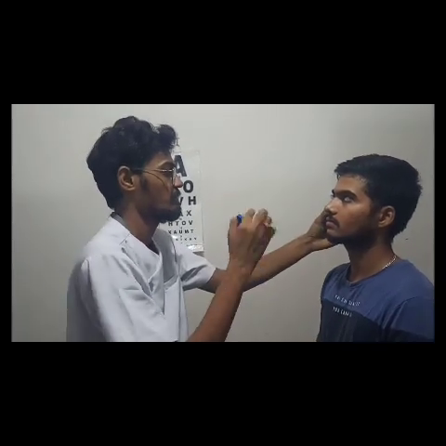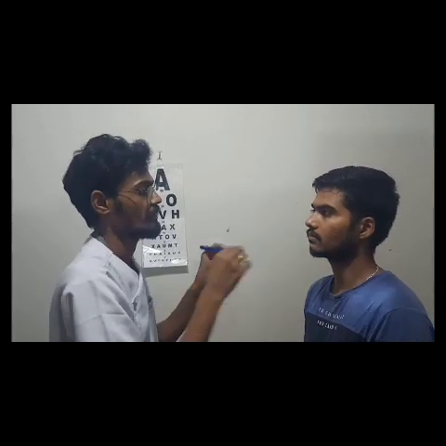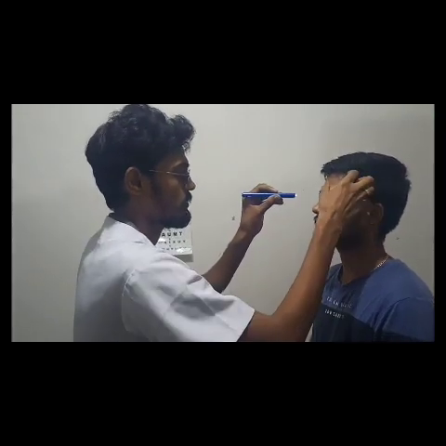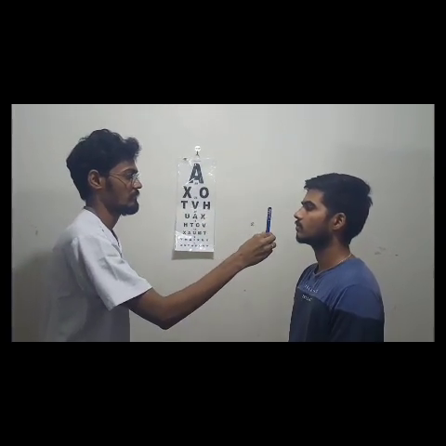Now we are going to check the sclera and conjunctiva. Look up. Now look down. Look up. Look down. Okay, your conjunctiva is pink and sclera is white. Now we are going for convergence and divergence test. Okay, look at the wall and focus on the pen.